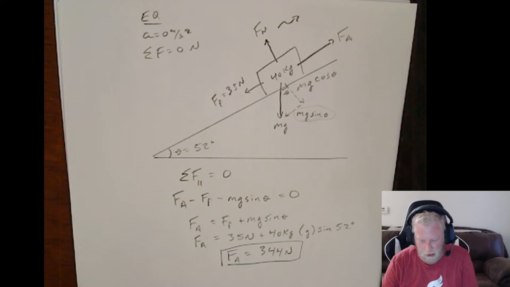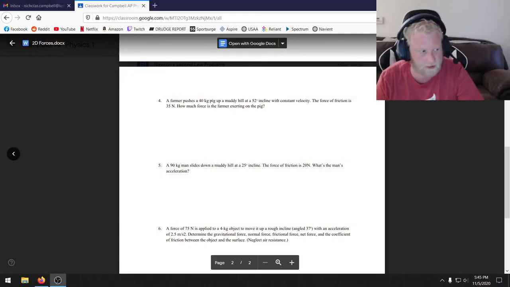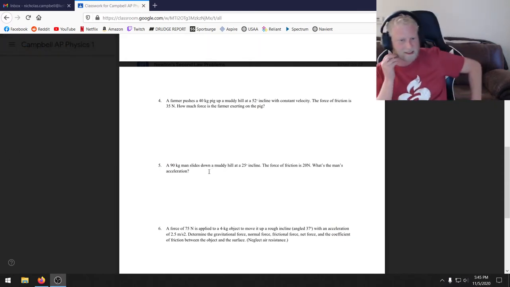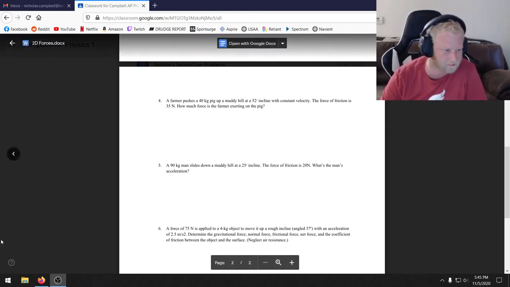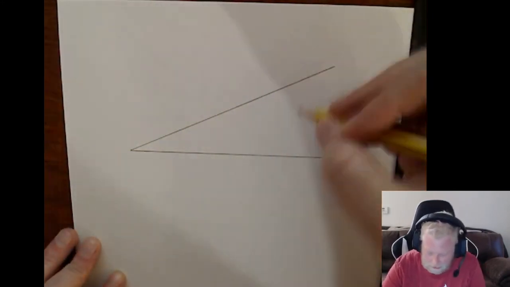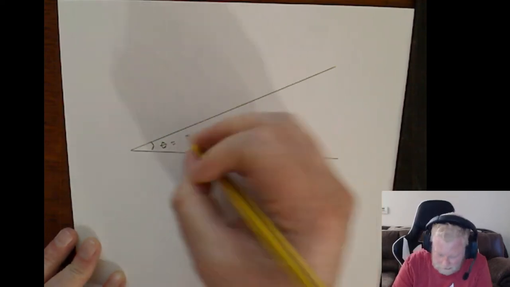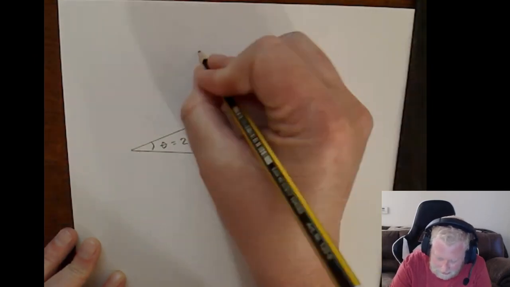So let's take a look at one more example together. So number 5 on that, we have a 90 kilogram man who slides down a muddy hill at a 25-degree incline. The force of friction is 20 newtons, and we want to know what's the man's acceleration. So again, we want to start with the free body diagram. So we've got our incline. We've got an angle of 25 degrees. We've got our guy sliding downwards.